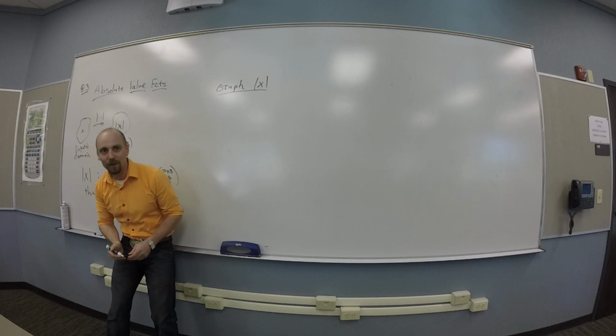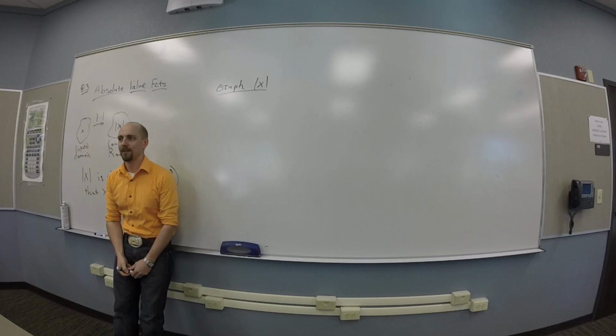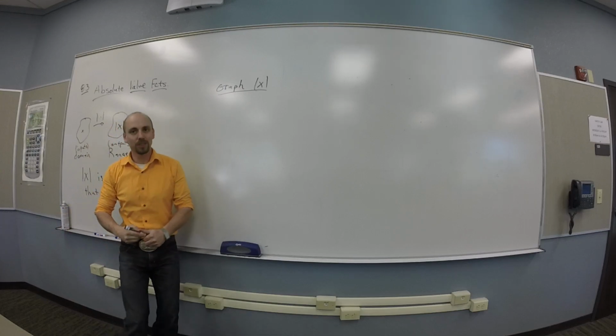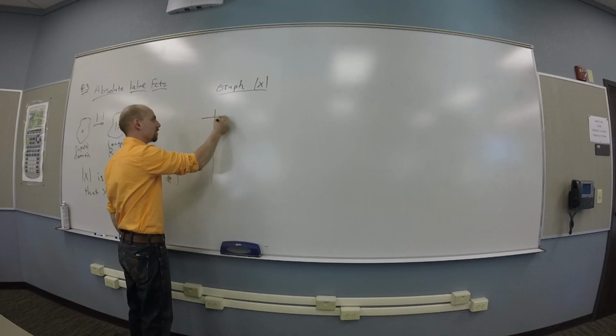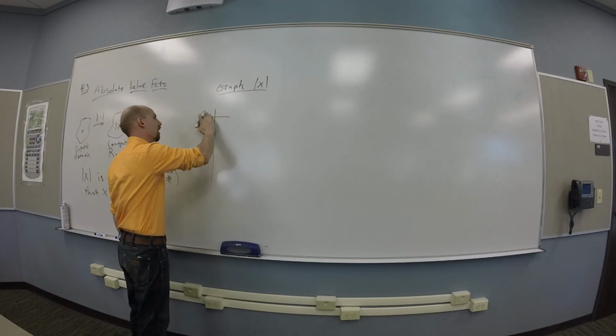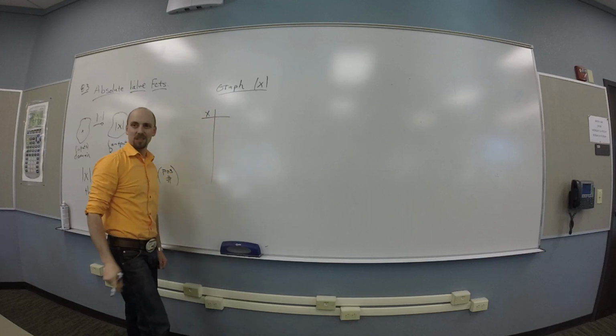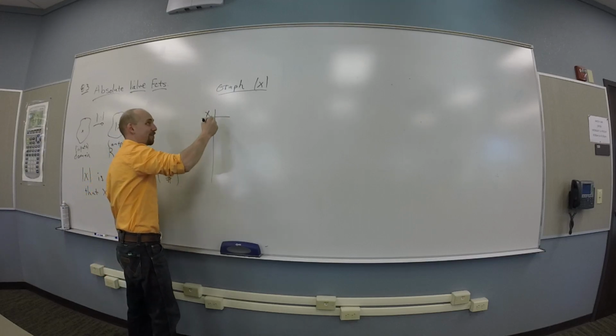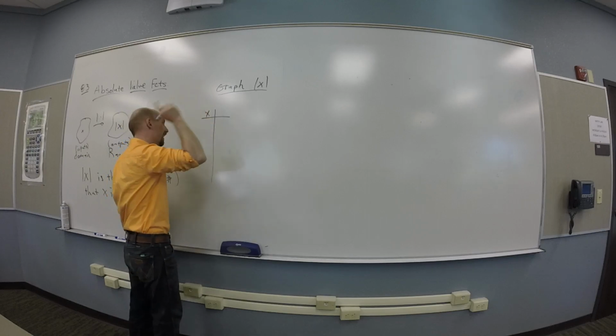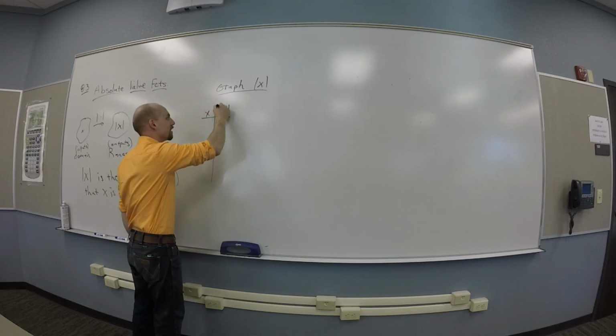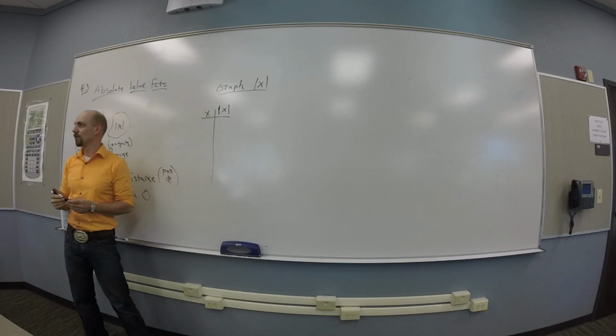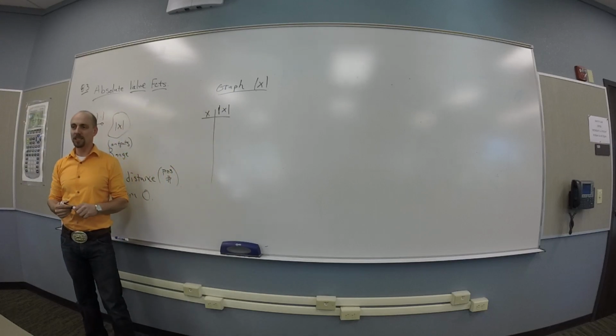So how do I start graphing a function I don't know about? Get some points. Yeah, let's get some points. So let's make a table: x's and f of x. f of x is absolute value of x, right? That's the name of this function. This function has a different name.